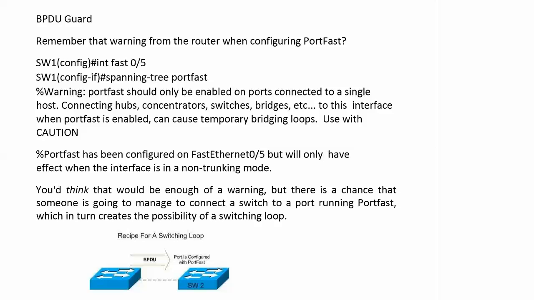I'm sure you remember that warning from the router when we looked at PortFast earlier, that it should only be enabled on ports connected to a single host. We know the deal with PortFast. You really should just put it on an access port that's leading to a single PC. It can help with DHCP issues. It can be helpful, but we don't want those temporary bridging loops we mentioned by connecting a hub or a concentrator or a switch or a bridge, etc.